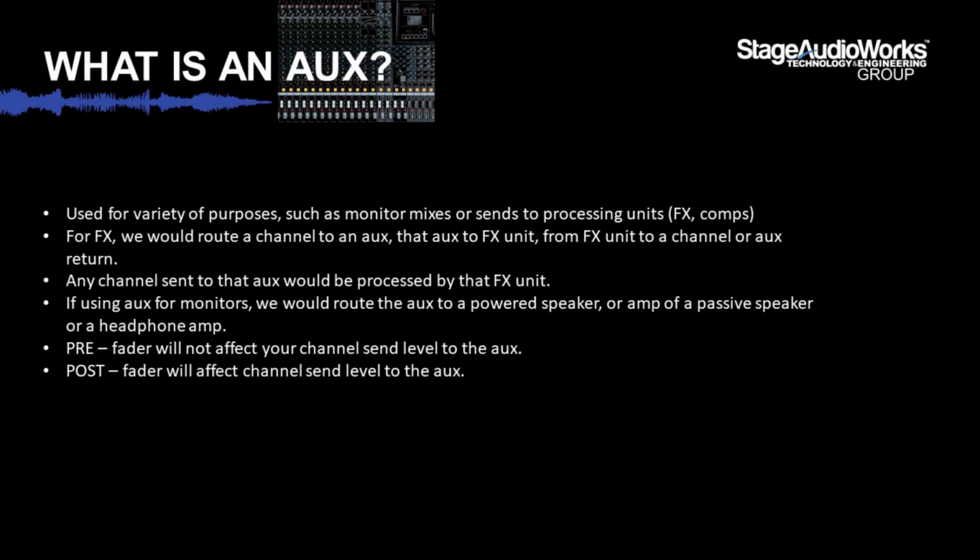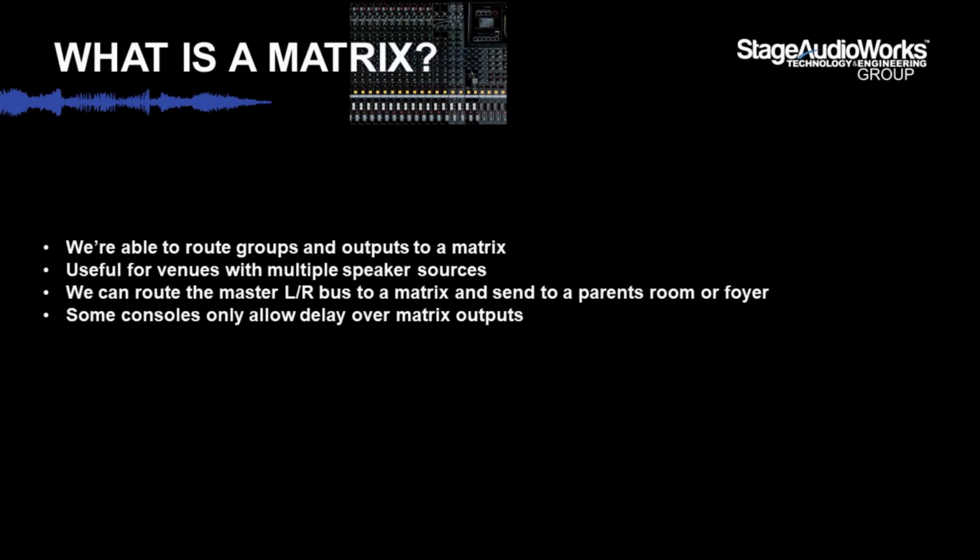What is a matrix bus? A matrix is similar to an aux bus. However, we're able to route groups and outputs to a matrix. So aux is often described as just sending inputs to auxes. So you're sending one or more channels at different volumes to an aux bus. But with matrix, you're able to send a group of channels, or even your master left and right output bus to the matrix bus.